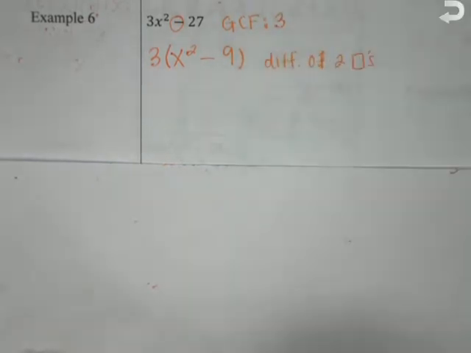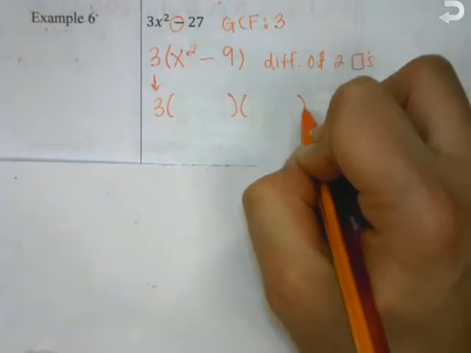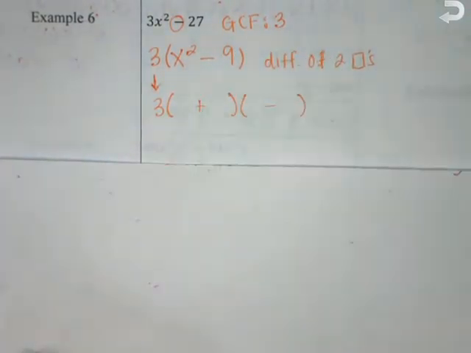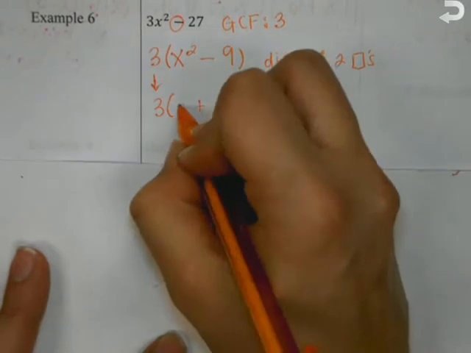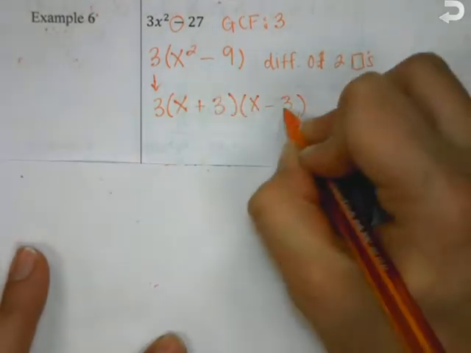What goes in the first blank? X and x. And what goes in the second blank? 3. And that's your answer. And you also identified a GCF without writing out all the factors.